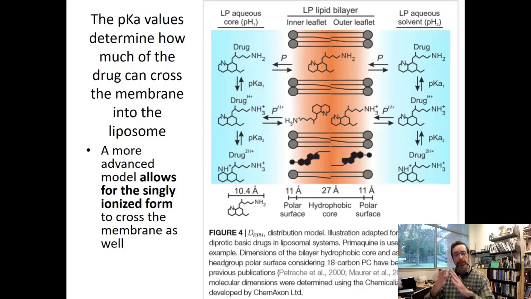Notice at the bottom you have the dimensions in angstroms of how wide the membrane is. And notice that the drug actually can fit very well into one leaflet of the membrane. This physical compatibility is one of the things that makes this work. It may be one of the things that allows antimalarials to get across a membrane.